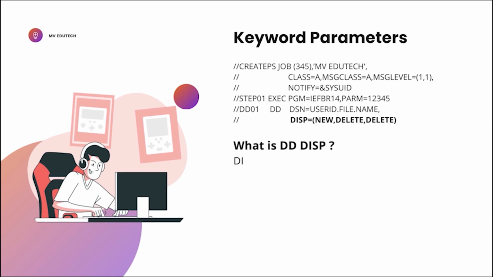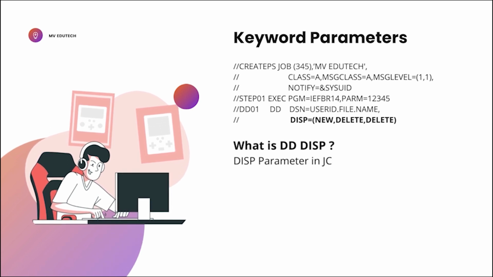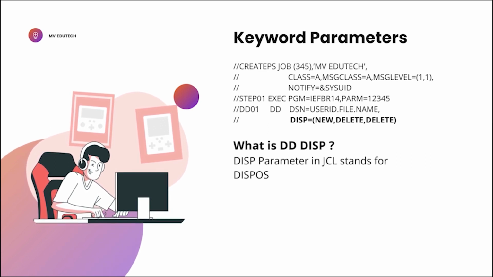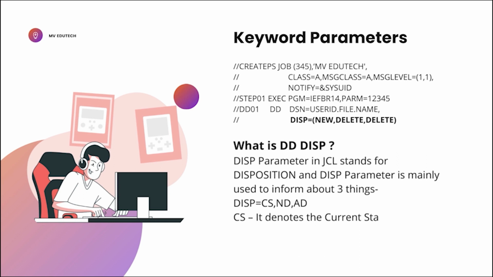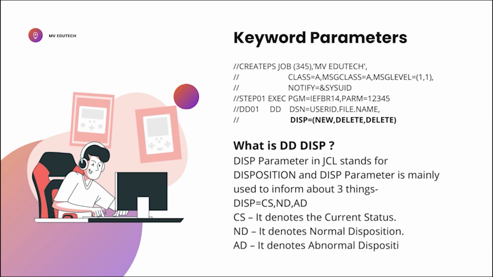What is DD DISP? The DISP parameter in JCL stands for disposition, and the DISP parameter is mainly used to inform about 3 things. DISP equals (CS, ND, AD). CS denotes the current status. ND denotes normal disposition. AD denotes abnormal disposition.